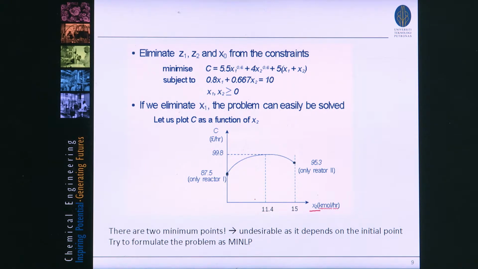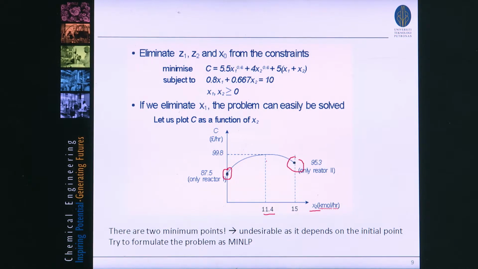So we can see that if x2 equals 0, we can calculate how much x1 is, and then it's only using reactor 1. So we have this 87.5 as the objective function, and if we have only reactor 2, which means x2 equals 15 and x1 equals 0, we have 95.3 as the objective function. And somewhere in between, for example, if we have 11.4, we get 99.8 as the maximum point.